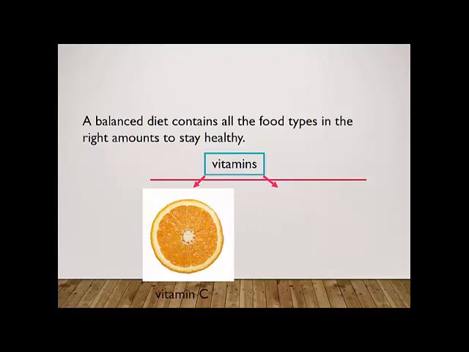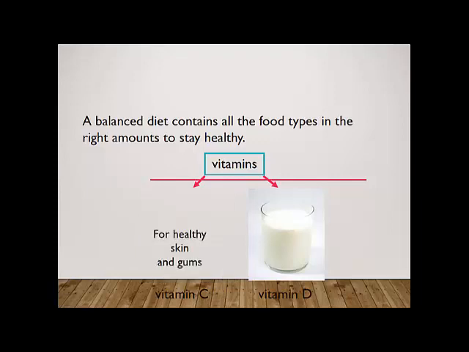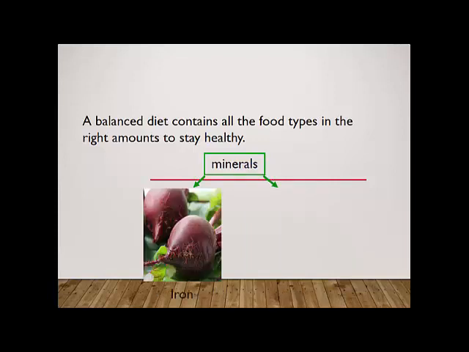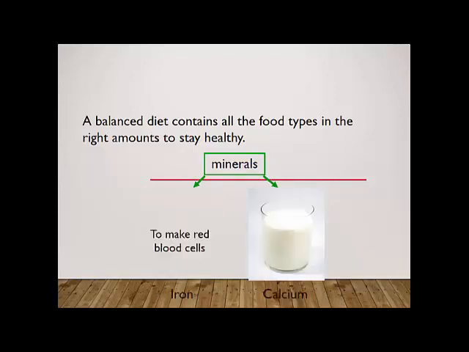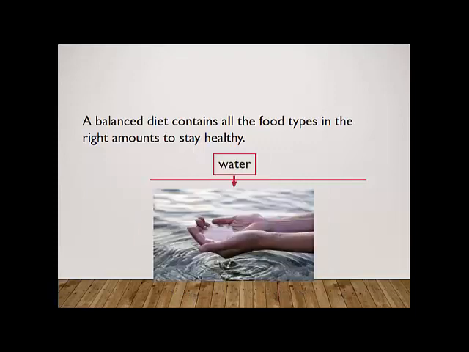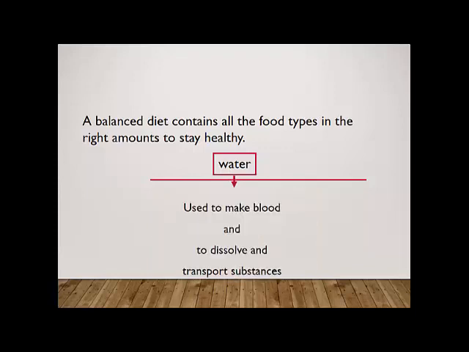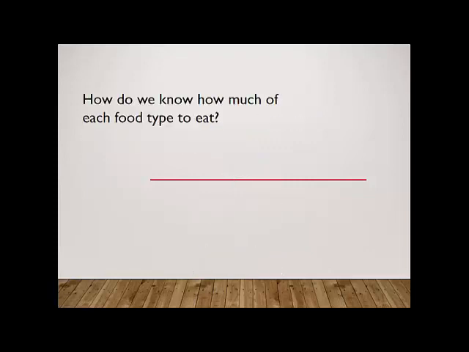Vitamins are present in the form of vitamin C in citrus fruits and vitamin D in milk. Vitamin C is for healthy skin and gums, vitamin D for strong bones. Minerals: iron and calcium. Iron is to make red blood cells, while calcium is for strong bones. Water is used to make blood and to dissolve and transport substances.